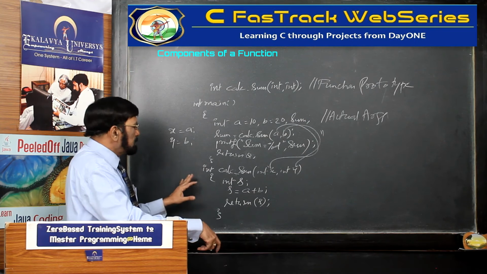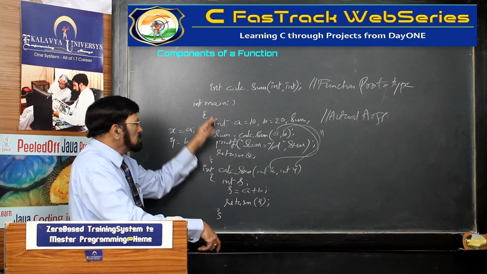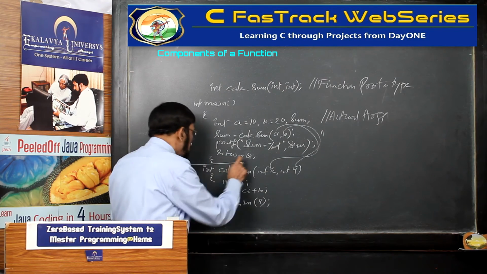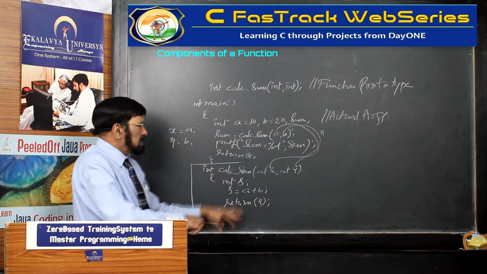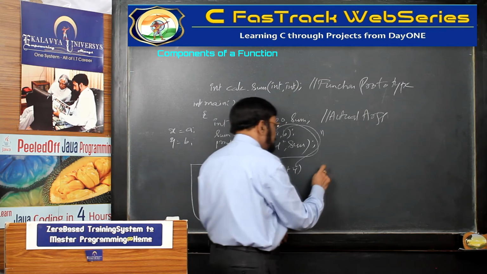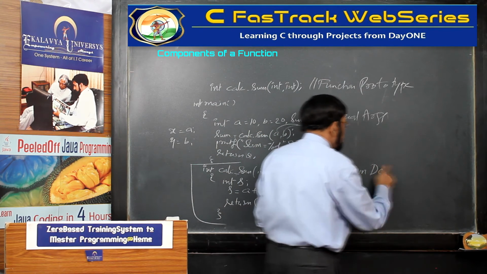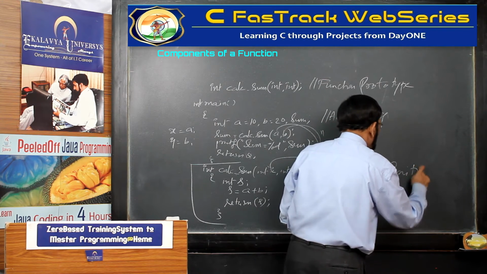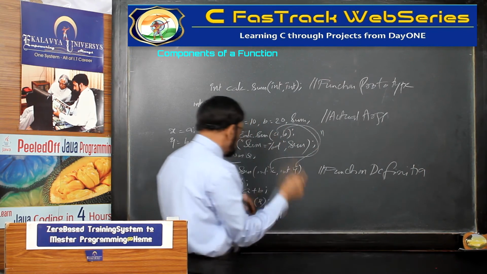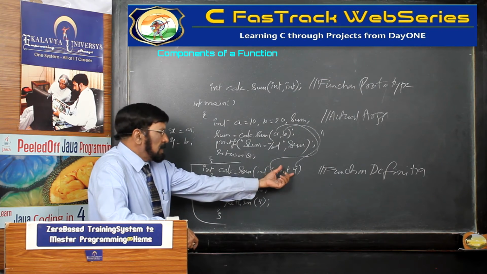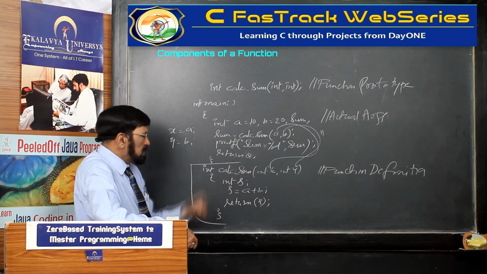By that, what happened? The function receives the values from the caller function to the callee function. This is the callee function. This entire thing is called the function definition. By this way you passed it. Already explained to you. Now x and y are input values for the function.